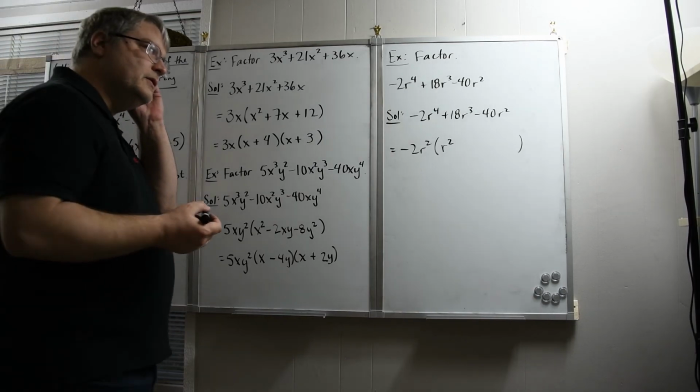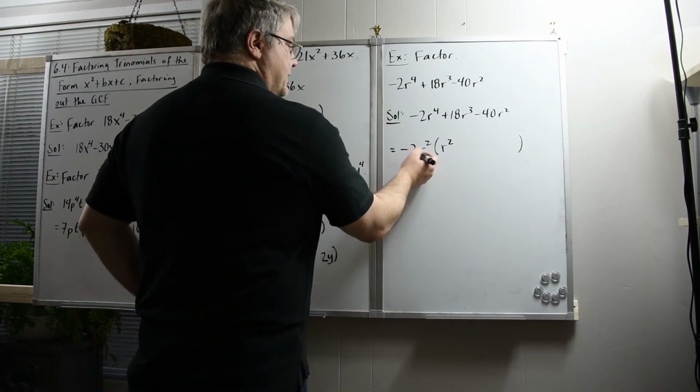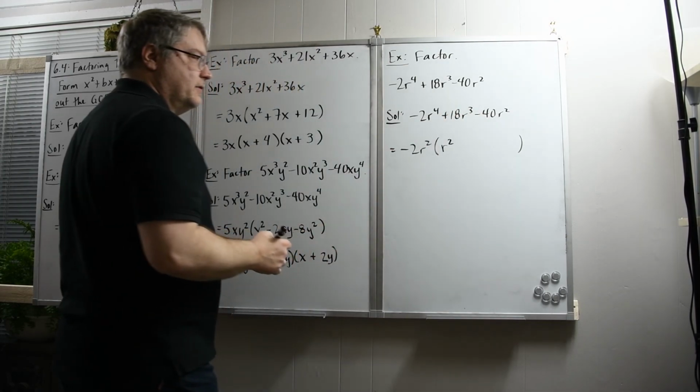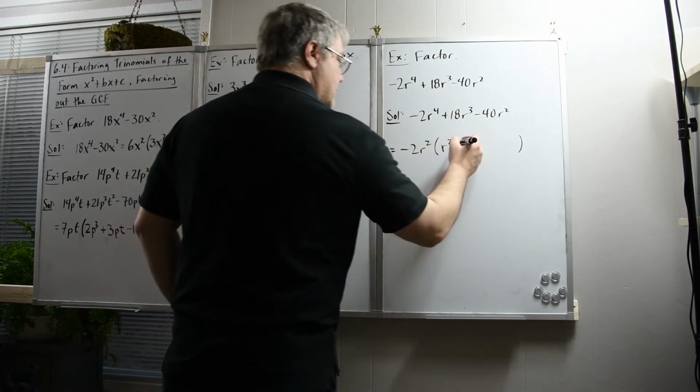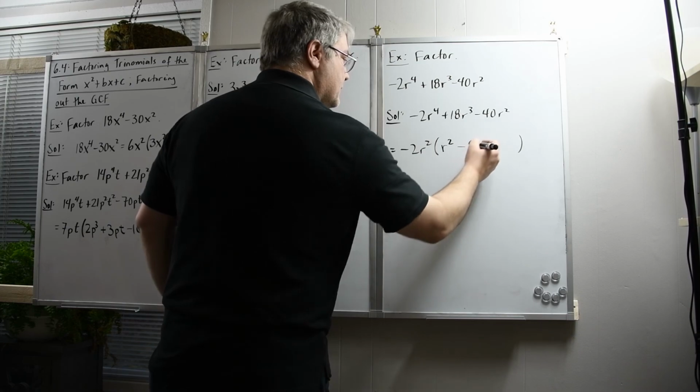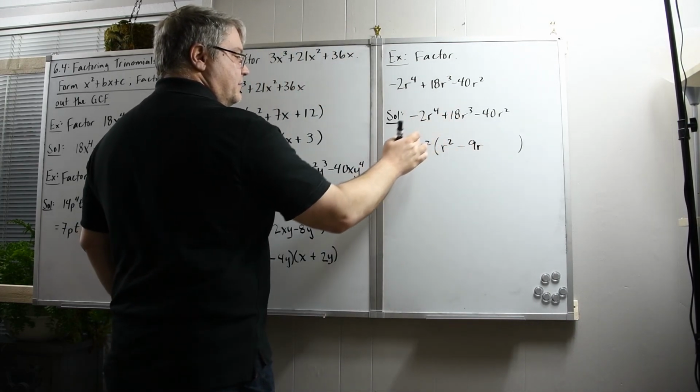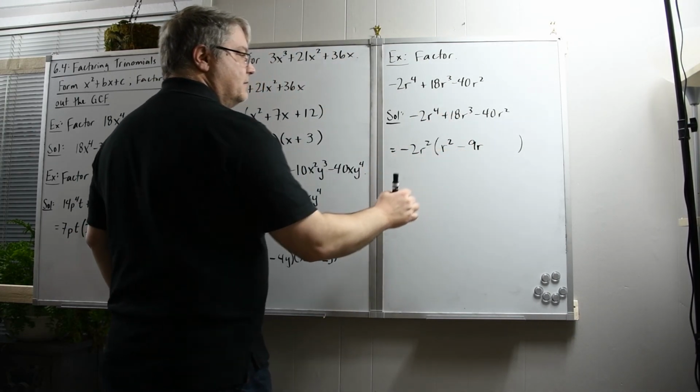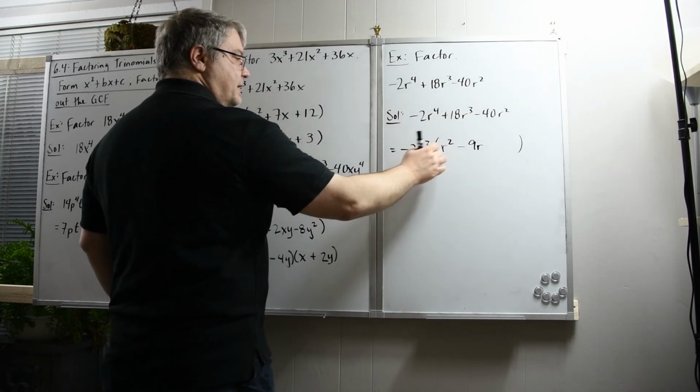And then we can ask the question, well, what do we have to multiply by negative 2r squared to get 18r to the third? The answer, negative 9r. You could take 18 divided by negative 2 gives you negative 9. R to the third over r to the second is r.